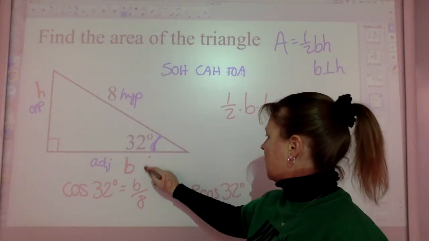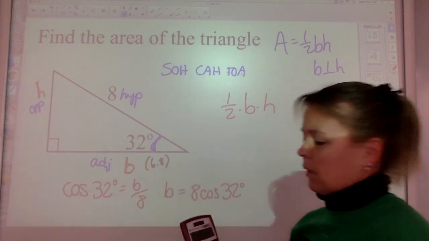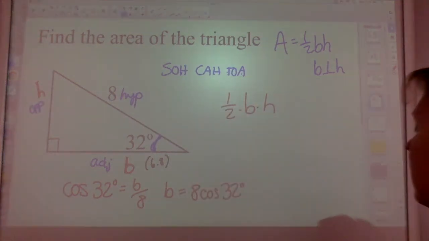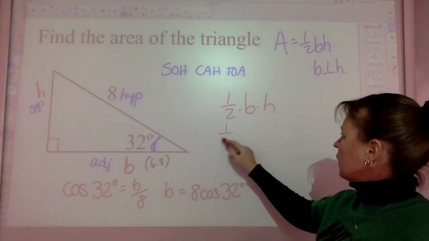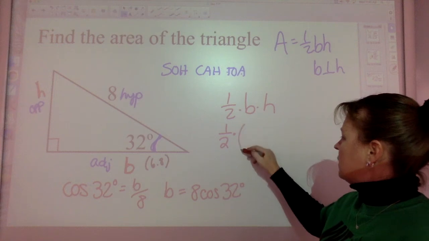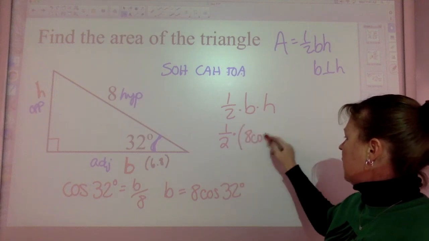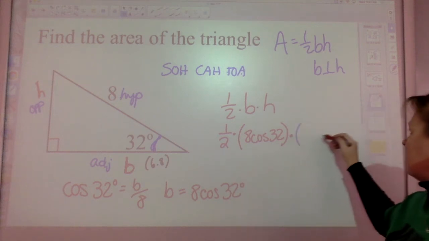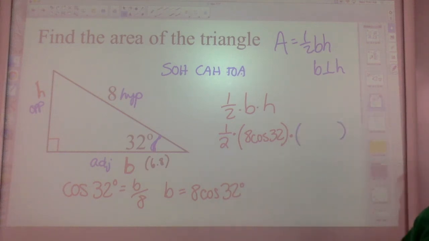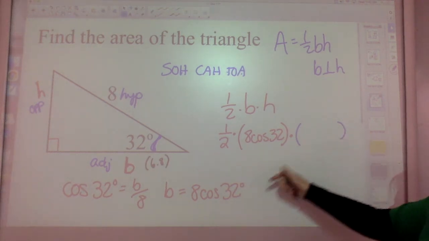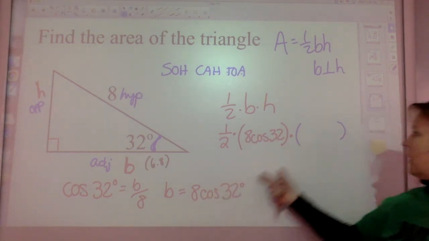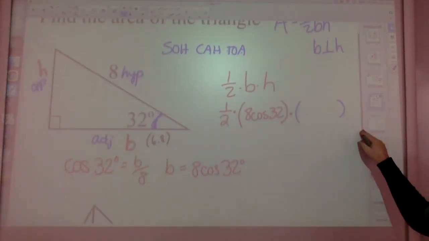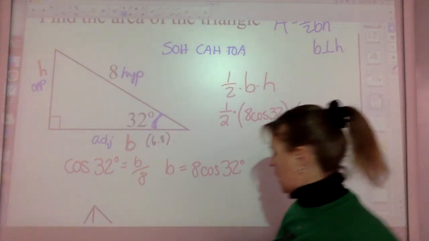We know that this base is about 6.8, but it's not really. It's 6.7843847769. So when we type this in our formula, we're going to type in 1/2 times the base, which is 8 cosine 32, times the height. But we have to find the height. Because we're not going to round this answer, plug it in, round this answer, plug it in, and then plug it all in and round the answer again. We'll all get different answers. So now we have to find the height.